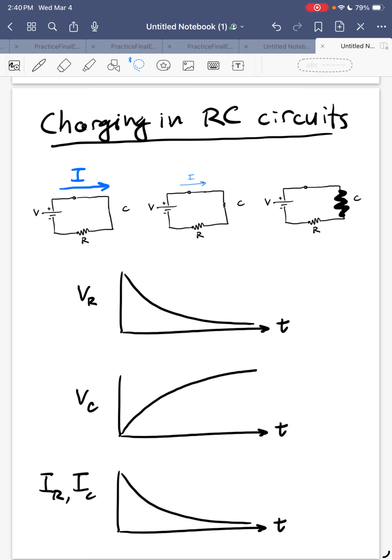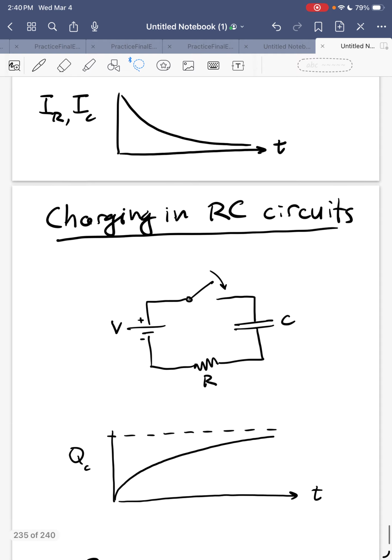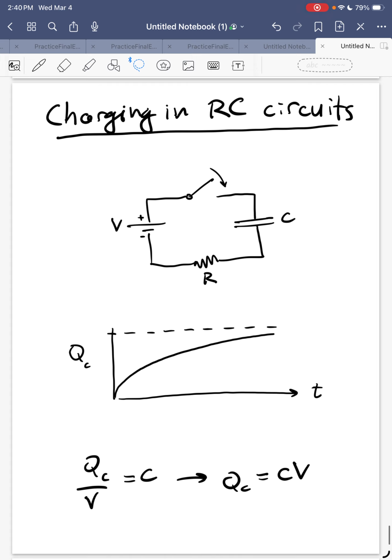Now what I want to do is show how you can calculate these things if we have equations. So if we charge the RC circuit, we're going to have the charge building up on the capacitor. The charge will go like this. It's going to start out small, no charge, and then it's going to get bigger and bigger and bigger. And the charge in the capacitor is going to be related by this equation here.